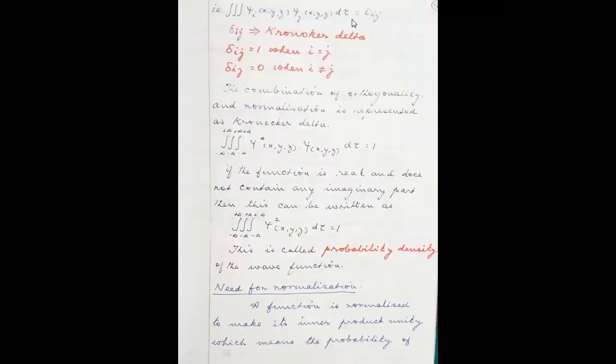The orthonormal condition can be represented by a delta called Kronecker delta. See, this Kronecker delta ij will be equal to 1 when the function is normalized, which means the function i is j. Therefore, when i is equal to j, Kronecker delta value is 1. If i is not equal to j, this is of a different function. They are orthogonal. It is equal to 0. This is called the Kronecker delta, which represents orthonormality of functions.